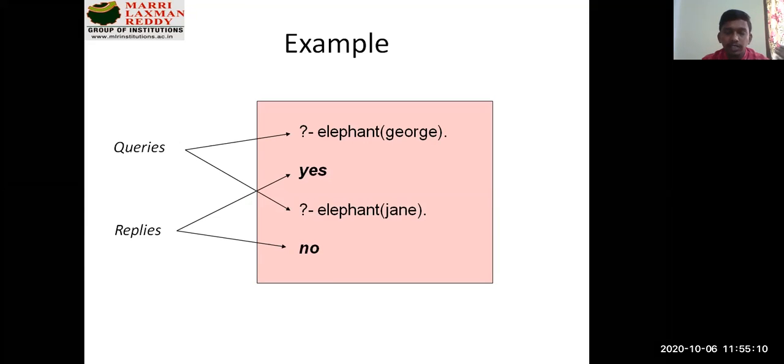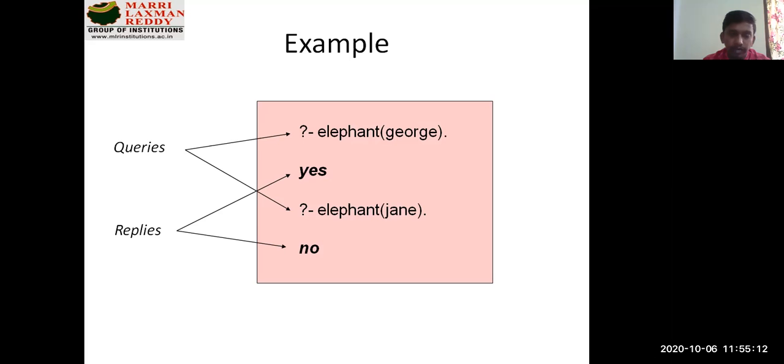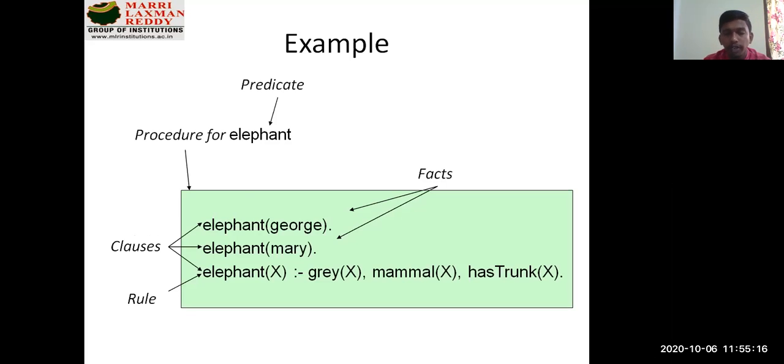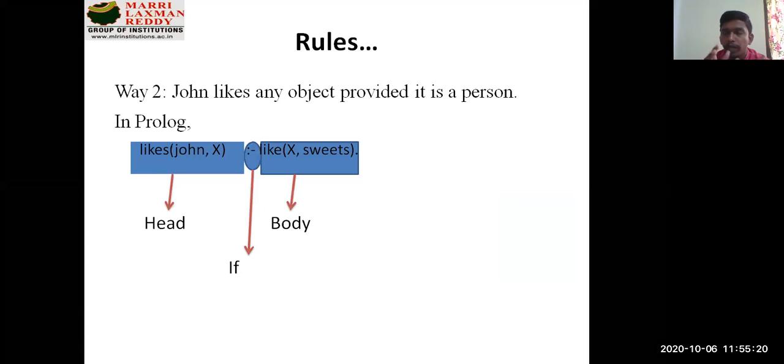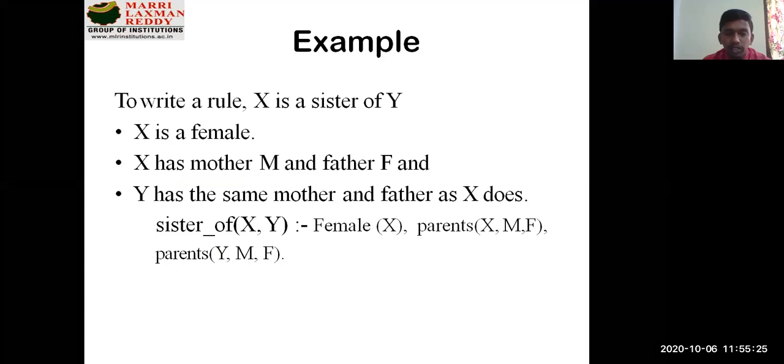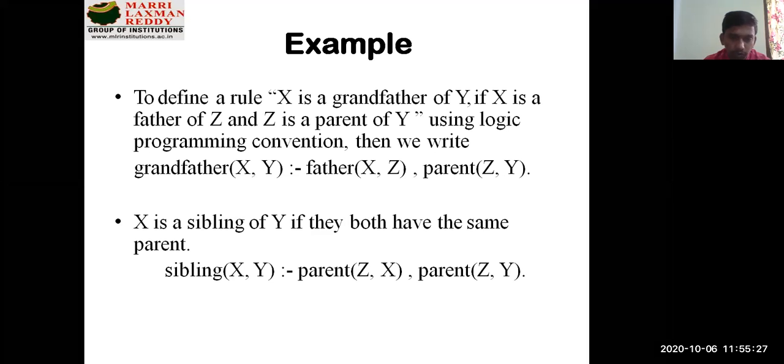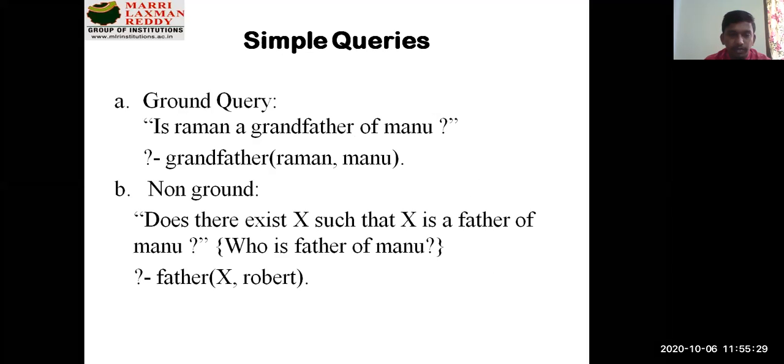And later we'll be asking some queries that can be answered with yes or no, some boolean operations on the knowledge base. So why we should go for rules, how a rule can be specified, and what if condition needs to be specified, all these things are being covered as part of today's session.